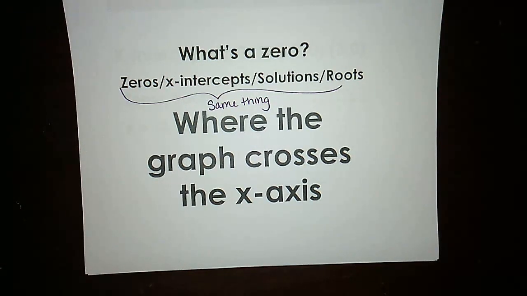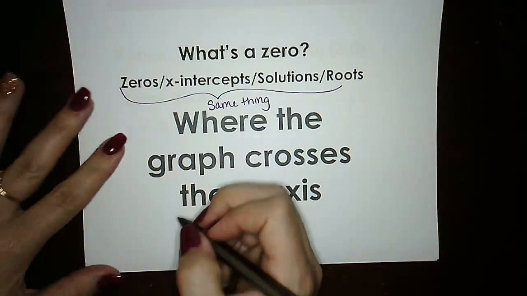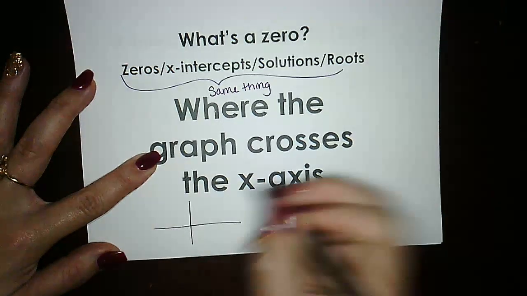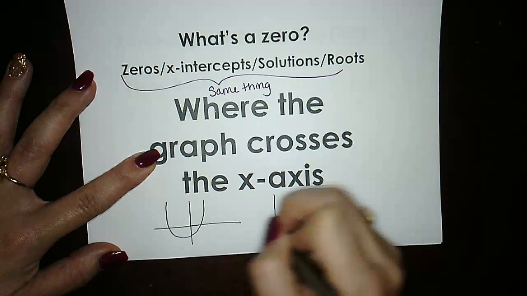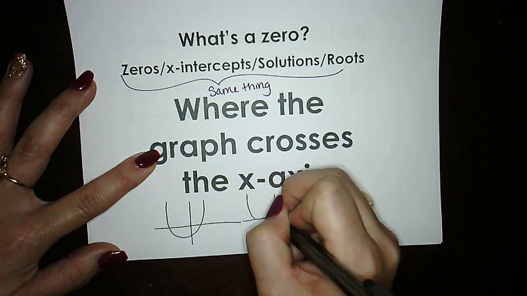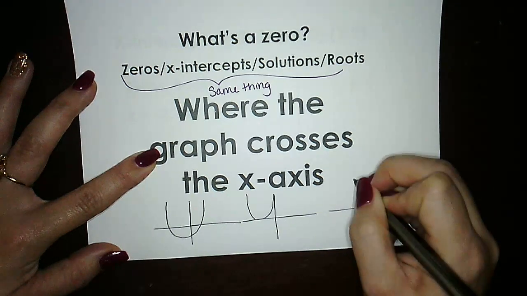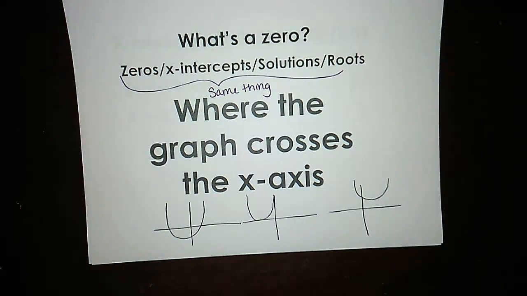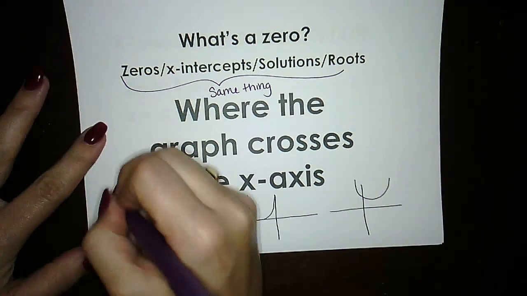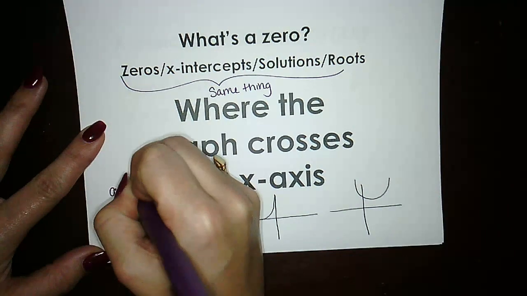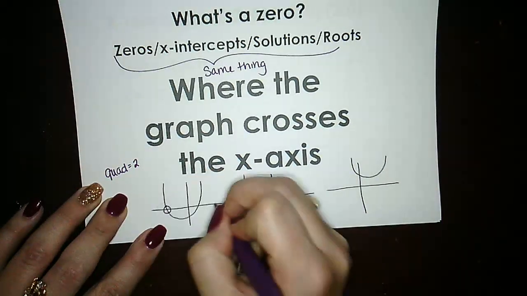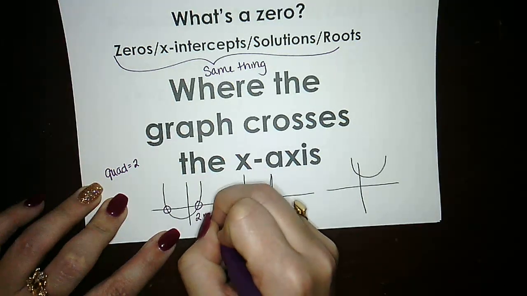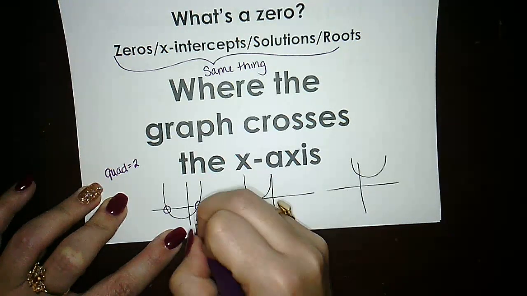Some examples of what you could see. So you can have the function crossing the x-axis twice. You can have it cross the x-axis once. And you can have it not touch the x-axis at all. So this is a quadratic function. Quad meaning 2. We have 2 solutions. When it crosses the x-axis twice, we get 2 real unique solutions.